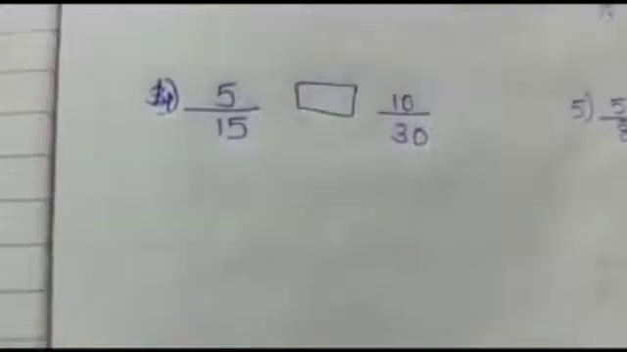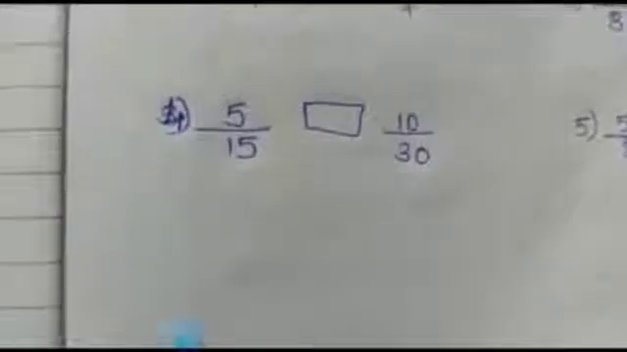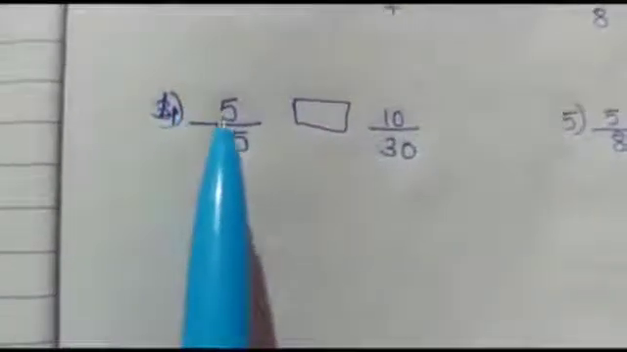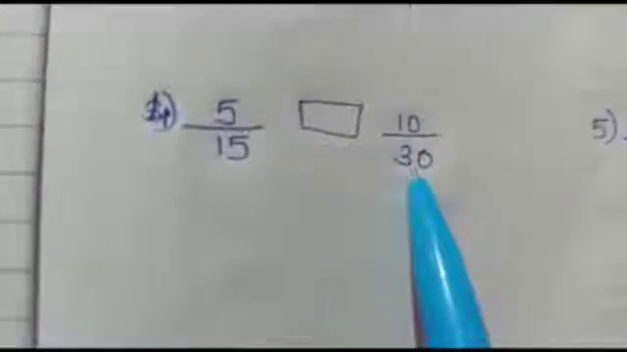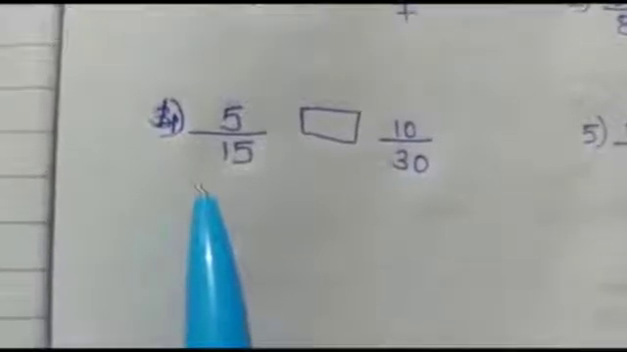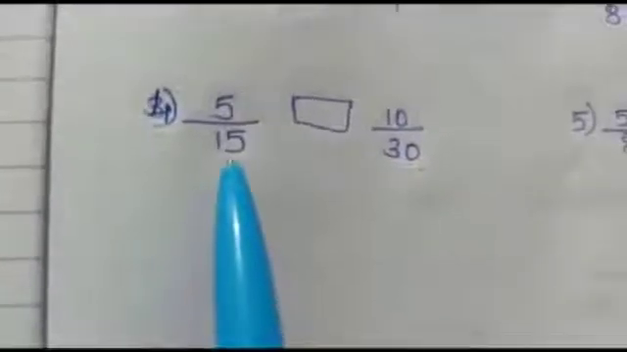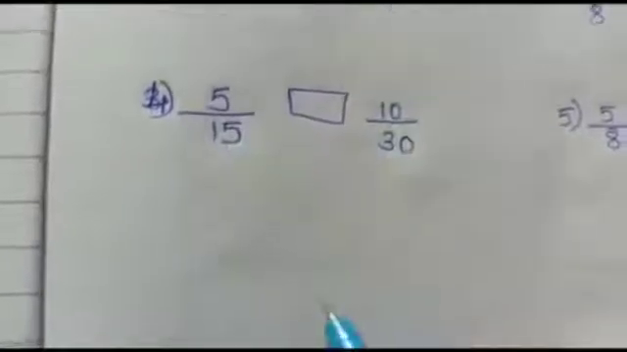Okay, now students, here the fourth one. The third one is being omitted, so you don't have to look at the third one. The fourth one is 5 upon 15 and 10 upon 30. Now you have to tell me whether their denominators are the same, whether those are like fractions. No. So their denominators are not equal. So first, what is the important step? We have to make their denominators equal.